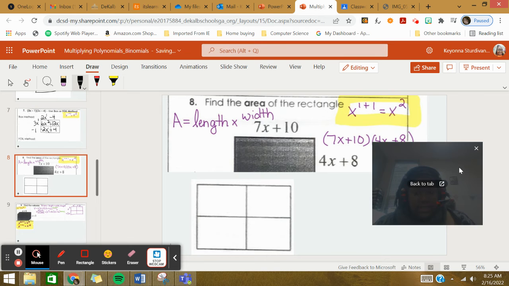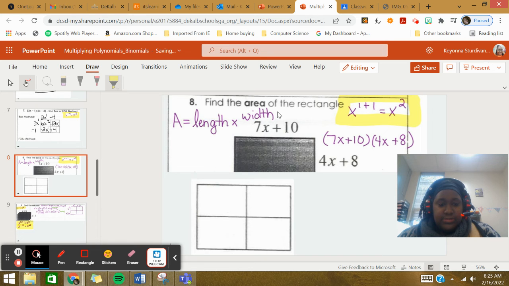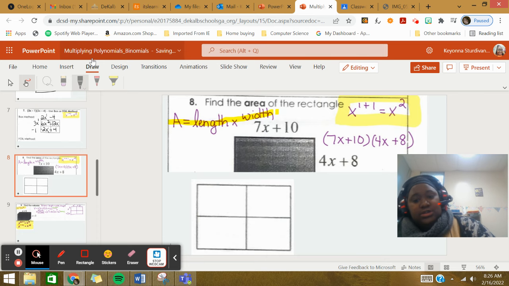All right, you guys have an application problem where they ask you to find area. Remember that area is length times width, okay? So really you're not doing anything different here. You're just multiplying, but you gotta know the area is length times width. So this is the same thing as saying 7x plus 10 times 4x plus 8.